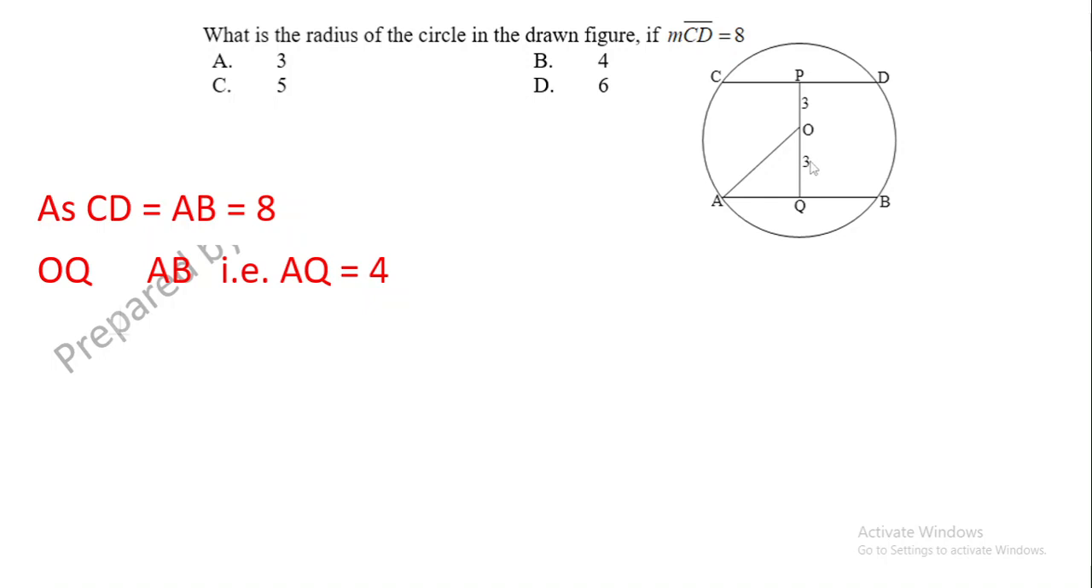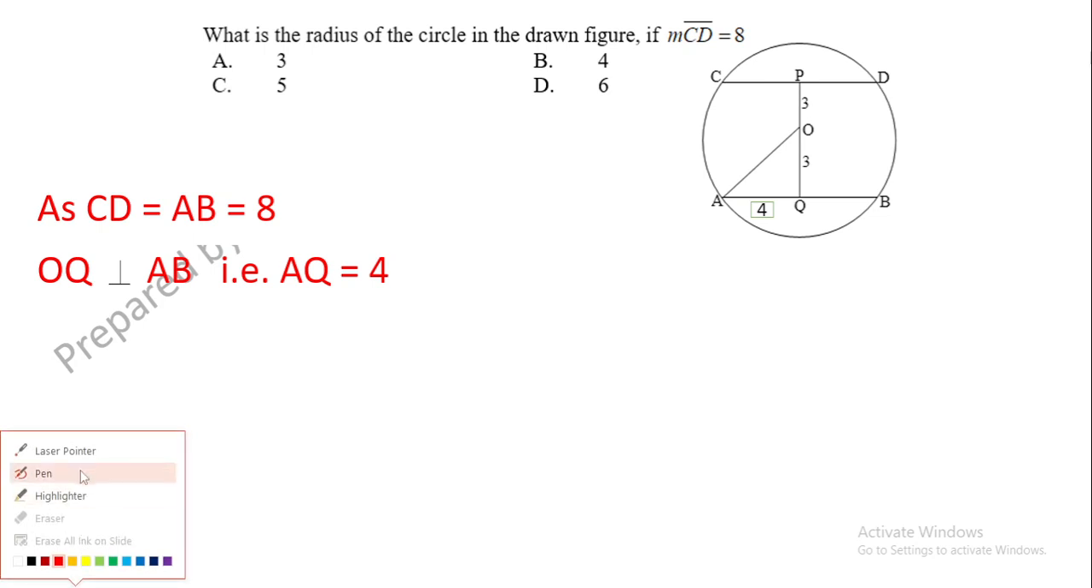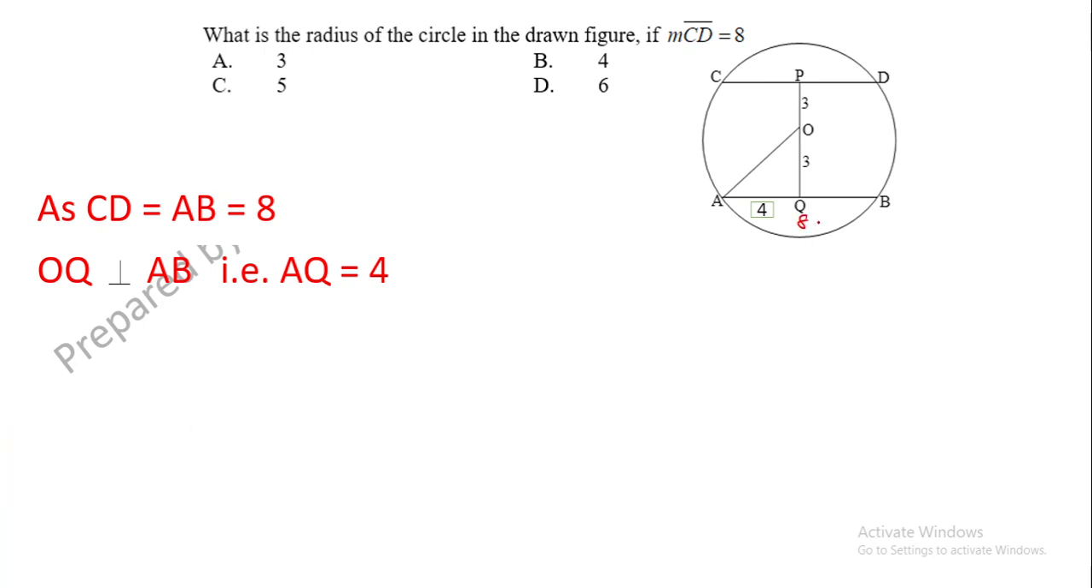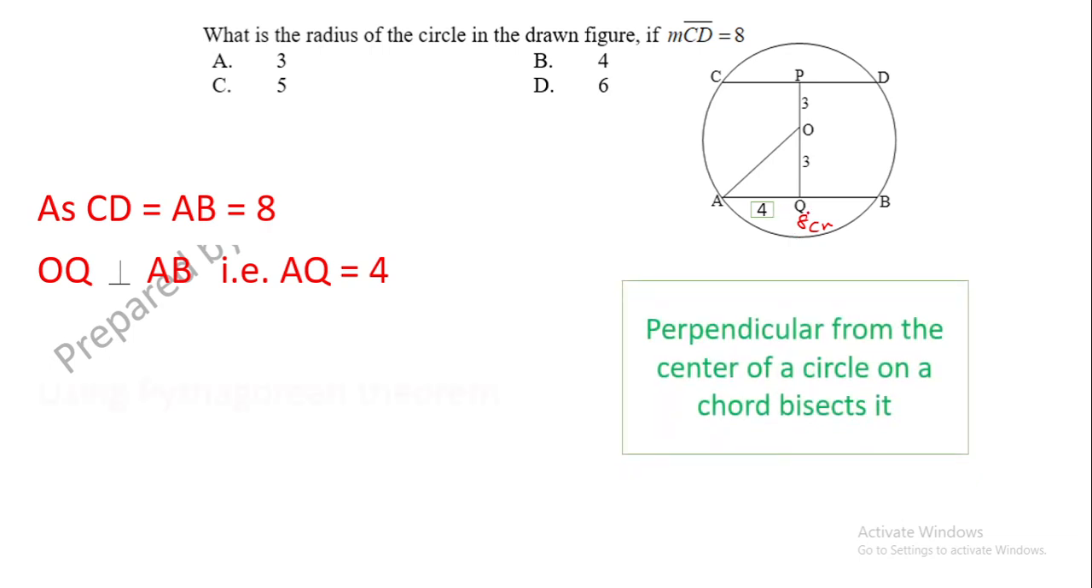So we also know from here that OQ is perpendicular to AB. Because it is perpendicular, it bisects the chord. Bisects the chord means it divides it into two equal halves. When the whole length is 8 centimeters, what is the length of each one? 4 and 4. And we know that a perpendicular from the center of a circle on a chord bisects it.